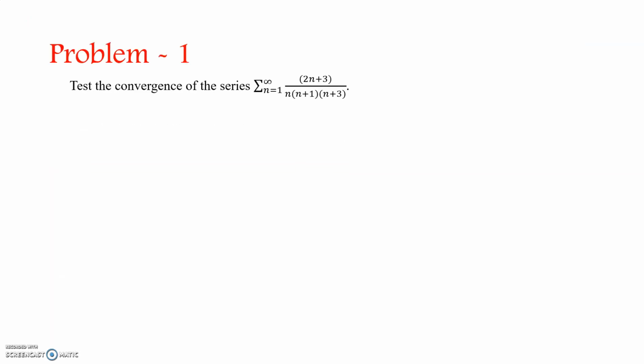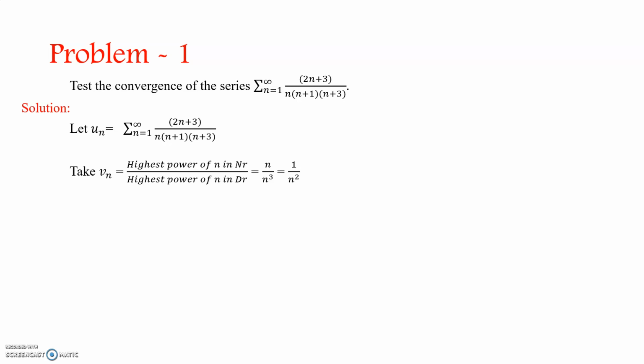Next, we are going to see the problem. Test the convergence of the series summation n equals 1 to infinity of (2n plus 3) by n into (n plus 1) into (n plus 3). Solution. Let us consider un equal to (2n plus 3) by n into (n plus 1) into (n plus 3).